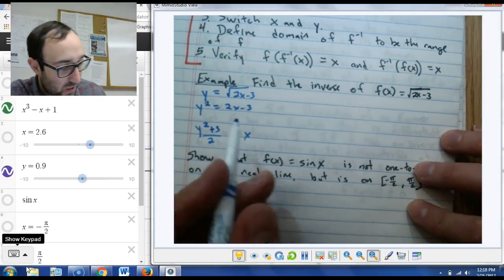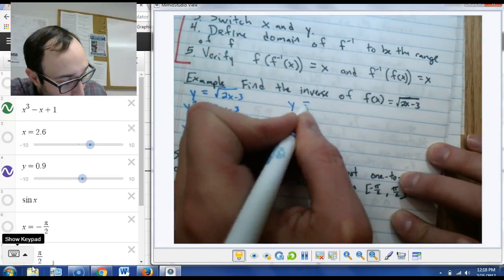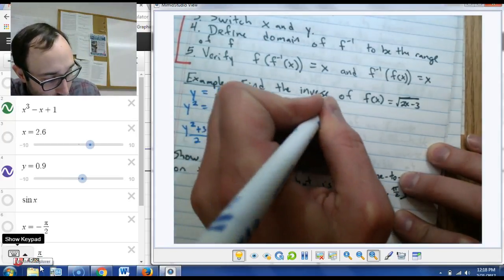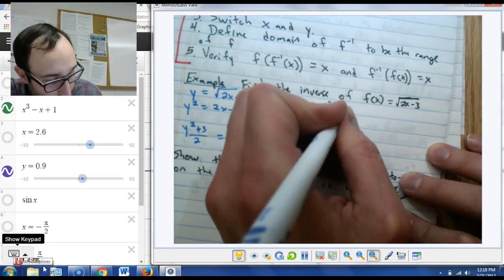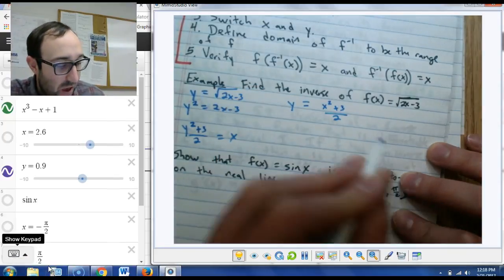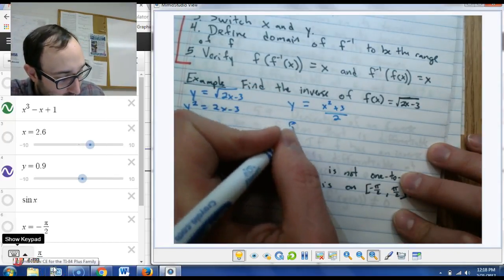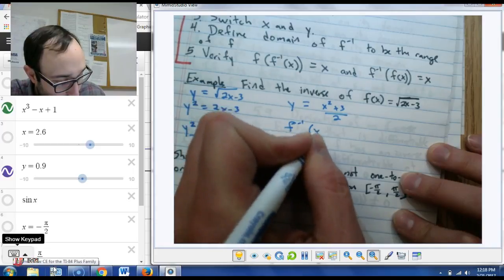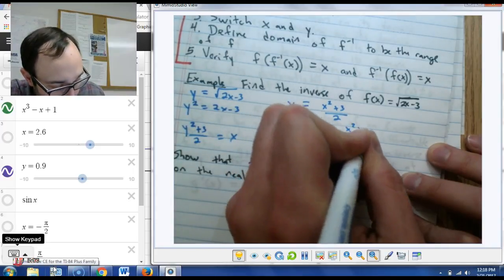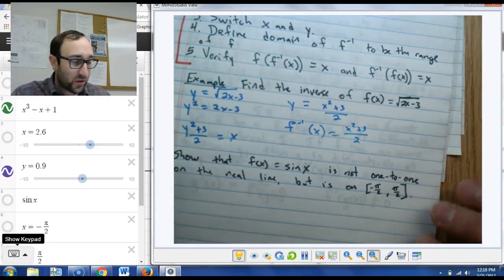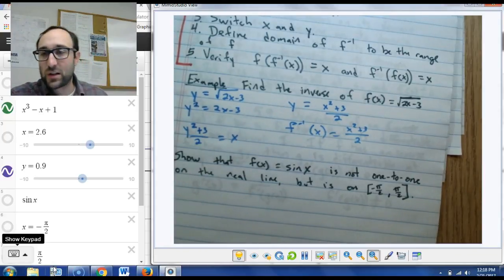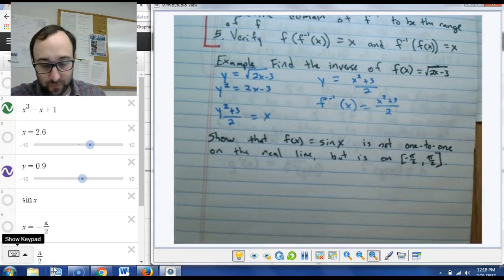So then all we have to do is say y would then equal x squared plus 3 over 2. And then that would be our inverse of f of x. You'd say f inverse of x equals x squared plus 3 all over 2. Now you could also switch x and y first, but either way you're going to get the exact same answer.